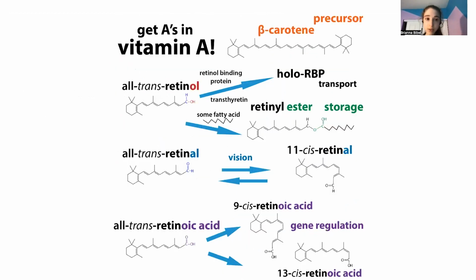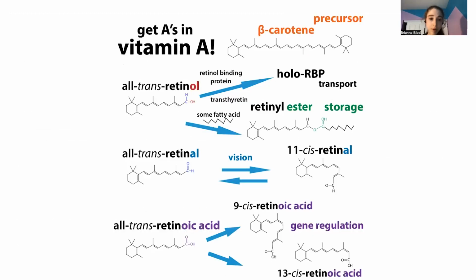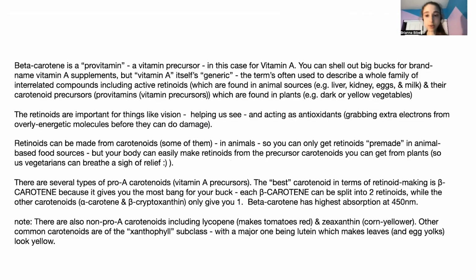The beta-carotene can also serve as a precursor for making vitamin A. When we think about vitamin A, it's a generic term to describe this whole family of interrelated compounds, including active retinoids, which are found in animal sources, and carotenoid precursors found in plants. And so these retinoids have different purposes. They can help with vision, they can help with various storage functions, so lots of different functions. And I should mention too that our bodies can convert the plant versions into the animal versions. So if you're a vegetarian like me, don't freak out.